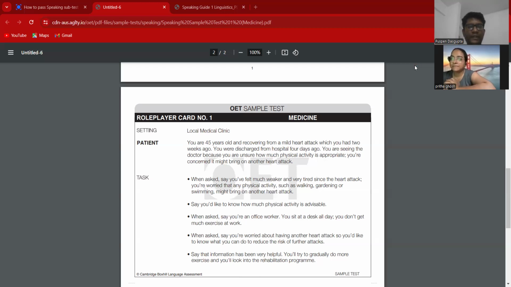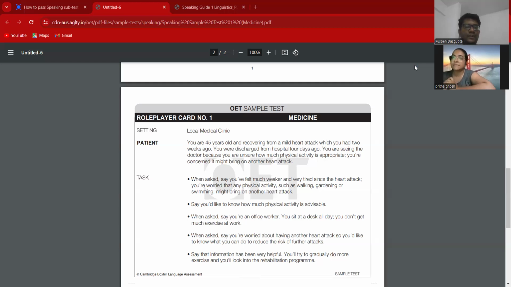There is a role player card with the interlocutor and there is a candidate card with the candidate. So I will be playing the role of the interlocutor. A typical speaking subtest can be organized virtually by Zoom if you're taking OET on computer. If you're taking OET on paper, it will be held in person.